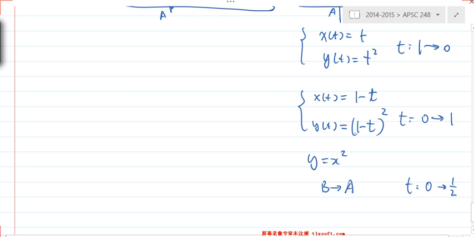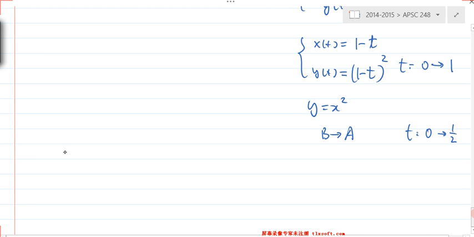Okay, so any questions? This is a very common, very typical kind of curve. You will need to parameterize it, maybe during exams. You won't have a formula sheet for these things though. I need you to know some of these very basic ones.